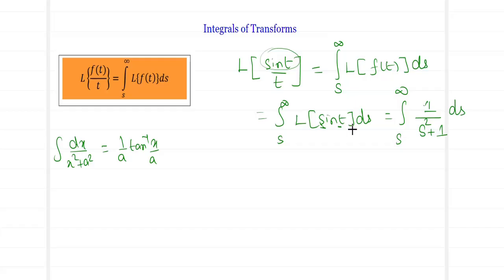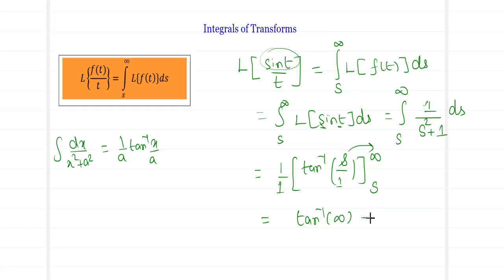So when we apply it, in place of x I have the variable s. This gives me 1 by a, what is a? 1 by 1, tan inverse of x, where x is replaced as s by 1. So this has to be applied between the limits infinity and s. Now first let me apply the upper limit to my s. So what happens now? I have this equal to tan inverse of infinity minus tan inverse of s.